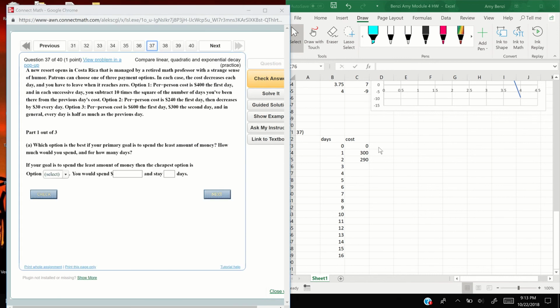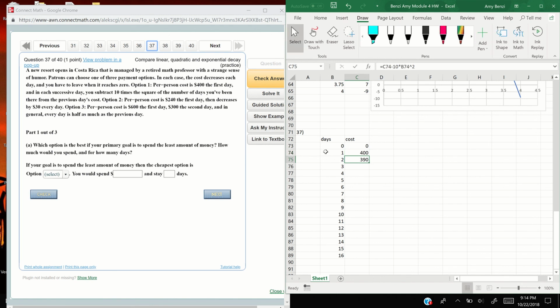If you don't know what I was talking about, then just follow my example here. $400 for the first day. I'm sorry. Did I get a different problem? $400 the first day, and each successive day you subtract 10 times the amount. All right, so everything's the same, but it looks like this one is starting me off with 400. I don't know if that changed or if I just didn't notice it last time.